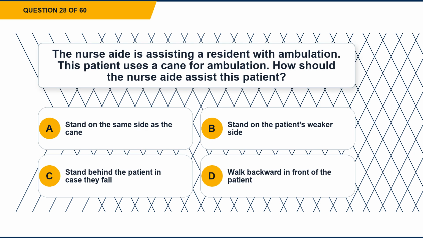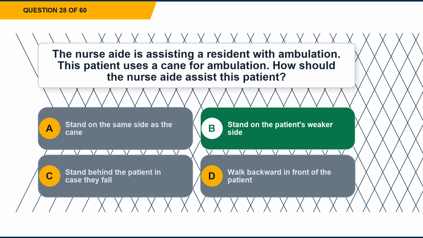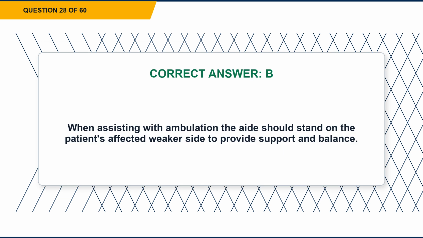Question 28. The nurse aide is assisting a resident with ambulation. This patient uses a cane for ambulation. How should the nurse aide assist this patient? Option A, stand on the same side as the cane. Option B, stand on the patient's weaker side. Option C, stand behind the patient in case they fall. Option D, walk backward in front of the patient. The correct answer is option B, stand on the patient's weaker side. Explanation: when assisting with ambulation, the aide should stand on the patient's affected weaker side to provide support and balance.